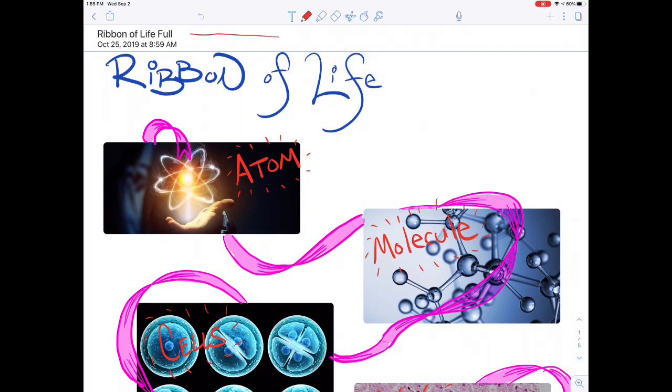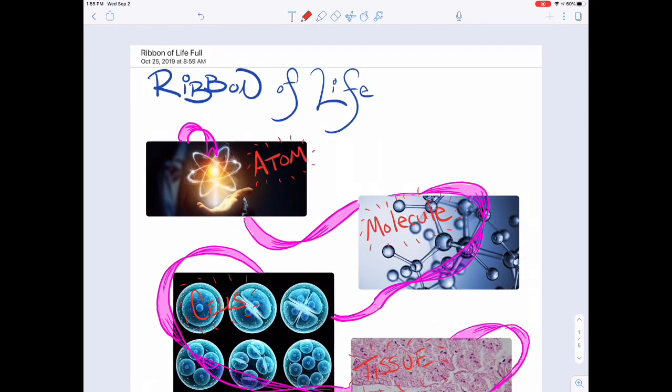Right up here, I always like to put in a title for something, just in case I need to go back and look for it later. So that's one thing you should always be doing in Notability. So I've titled this Ribbon of Life, and here is the end result.